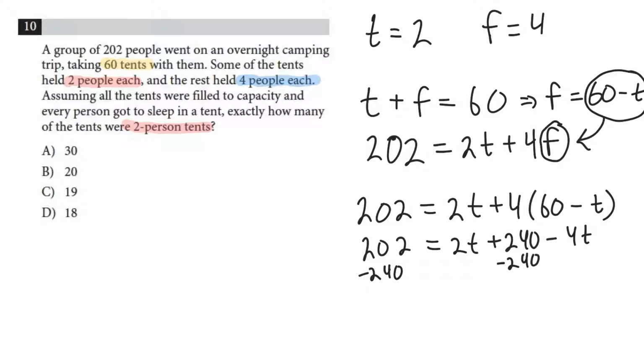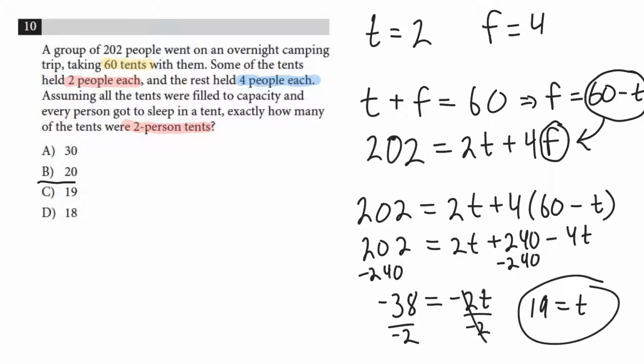So 202 minus 240, well, I know it's going to be negative, so I'm just finding the difference, and that's going to be 38. It's going to be negative 38. And I'll combine like terms on the right. That's just going to be negative 2t. Alright, divided by negative 2, I see that that's going to be 19 equals t. Well, 19, how many of the tents were two-person tents? 19. Yes, that's our answer. Perfect. C.